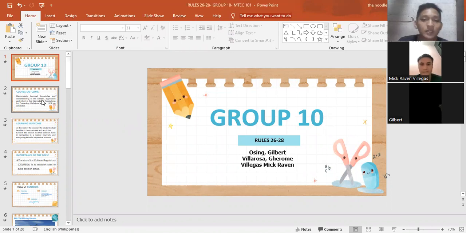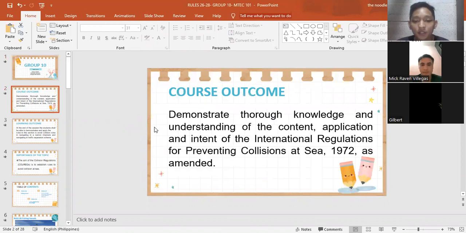Our course outcome is to demonstrate thorough knowledge and understanding of the content, application, and intent of the International Regulations for Preventing Collisions at Sea 1972 as amended. As amended in the Colregs 1972, we need to understand and impart some knowledge of the content, regulations, and provisions of the Colregs.